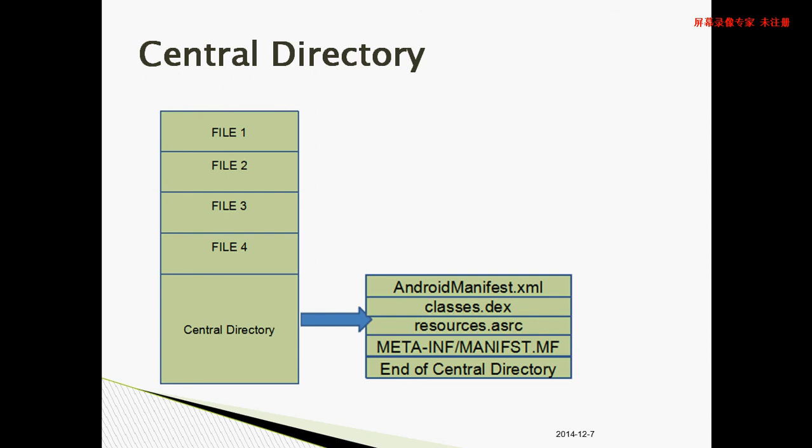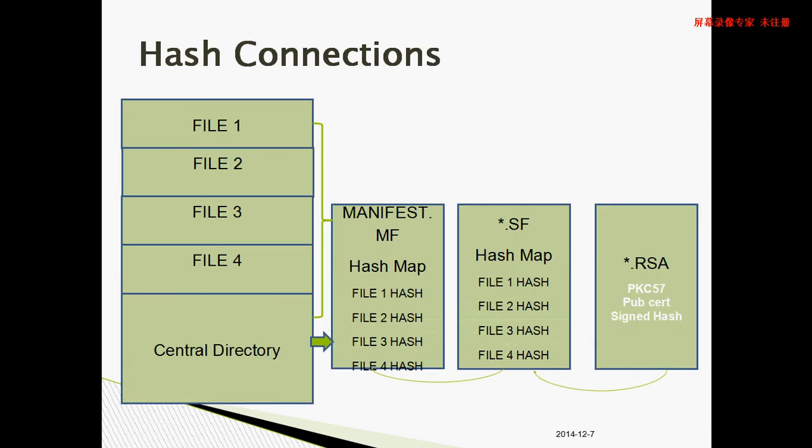consider. The manifest.mf file will contain the hash of each of the files in the zip file. The SF block will contain the hash of each of the entries in the manifest.mf block, and the RSA will contain the hash content. The signed hash in the RSA will contain the hash content of each of the files in the SF block.